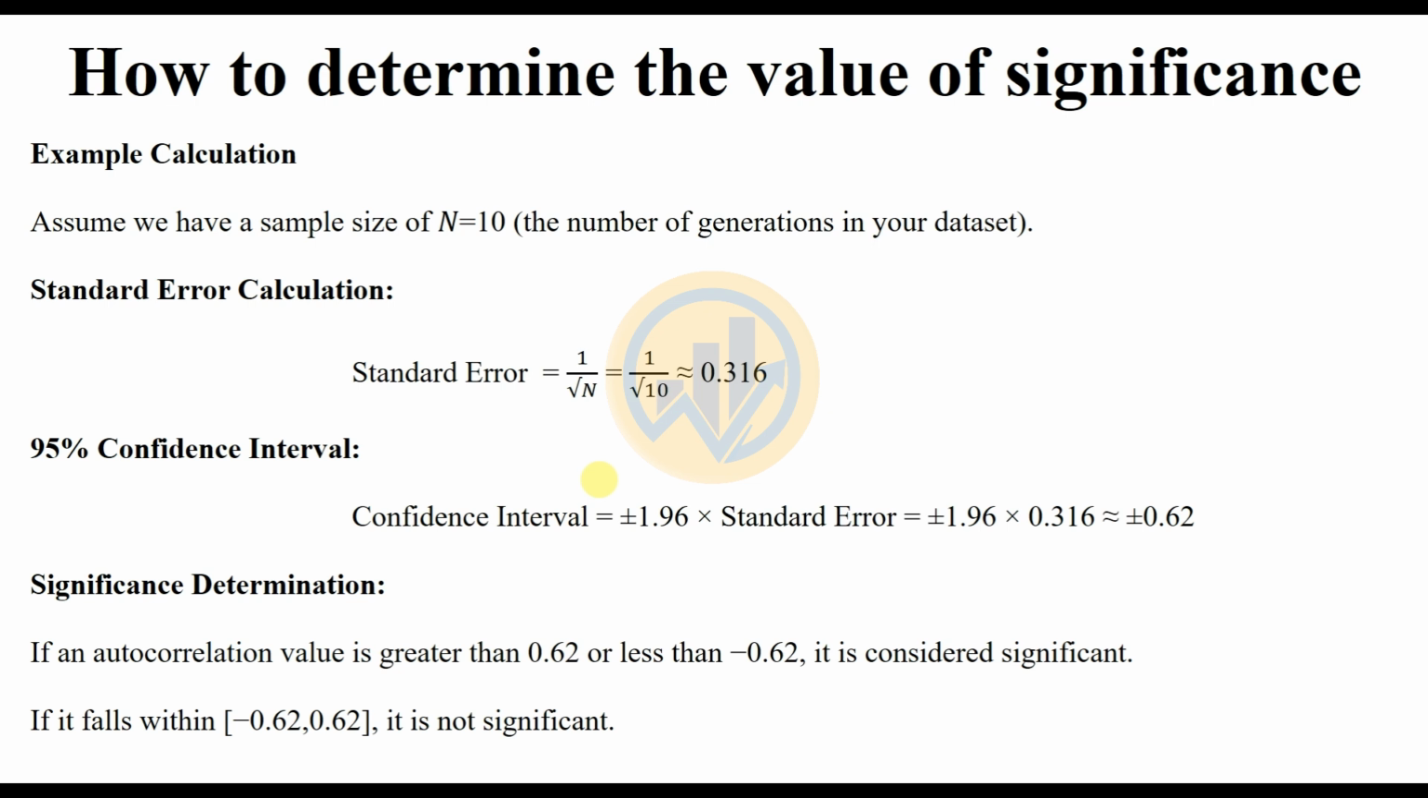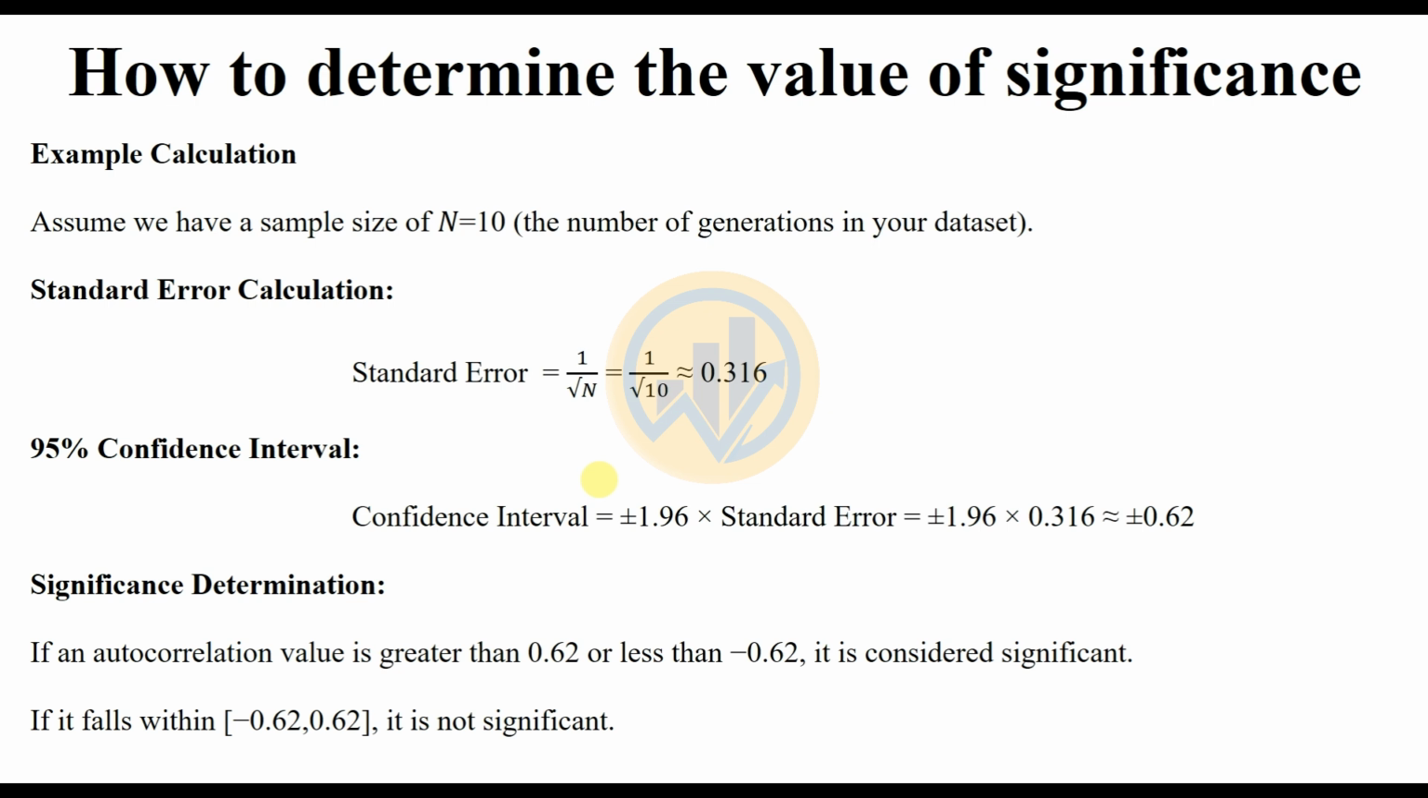Assume we have a sample size of n equal to 10, the number of generations in your data set. So the standard error calculation is equal to 1 divided by root n, so 1 divided by root 10, where n means the total number of generations in our data set. The value of the standard error is 0.316.